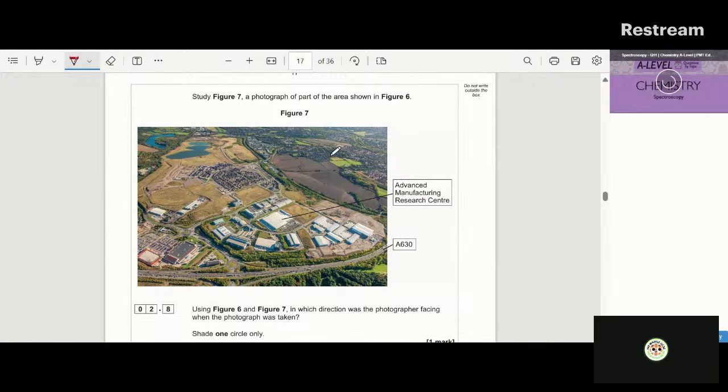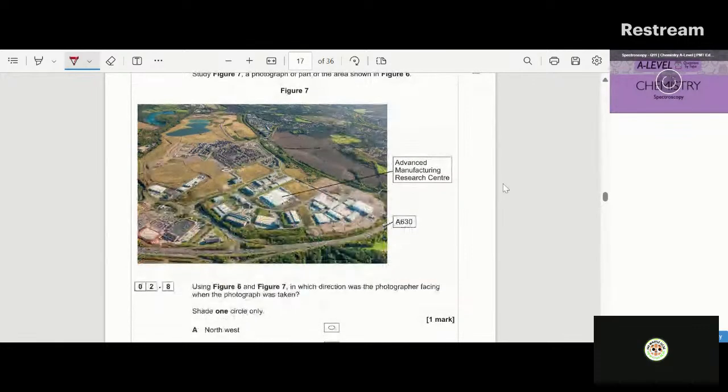This is a paper 2019. So you've got a photograph of part of the area shown.